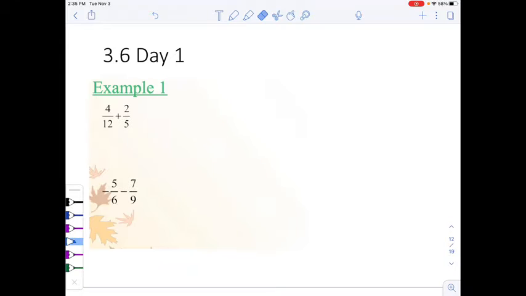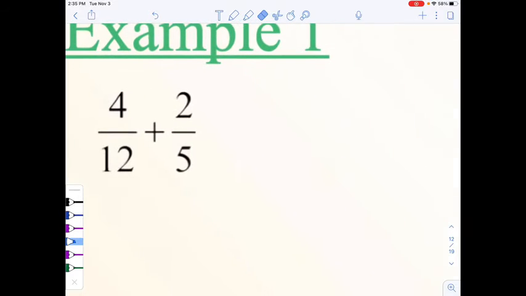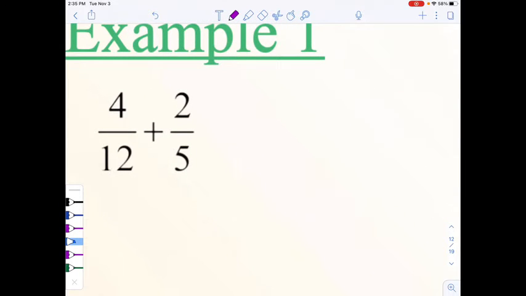This is day 1 of lesson 3.6, and 3.6 is all about adding fractions with different or unlike denominators. So before, when we added fractions with like denominators, we just added the numerators and we kept the denominator. In order to add unlike fractions, they have to have a common denominator. So this first one you're going to want to write in your notes, 4/12 plus 2/5. We need to figure out, before we can add the numerators, what is a common denominator that these two share.